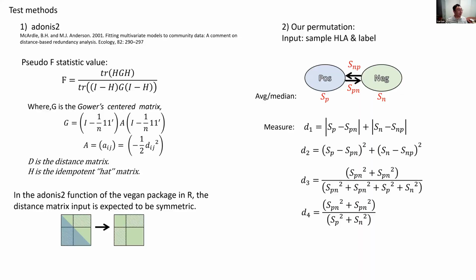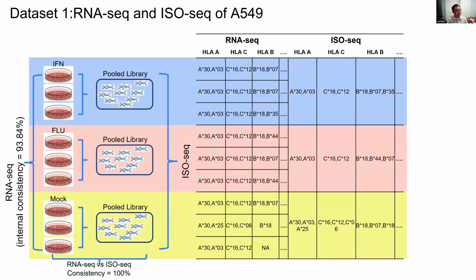Right here, data set 1. This is a real example. We have 3 different data sets for this analysis. In data set 1, we have the cell line A549, which is a lung cancer cell line. They were run in triplicate. The first set was treated with IFN, which is interferon. The second was treated with flu virus, just regular flu virus. And the third set is just mock or control. Then we performed the RNA-seq, and we put the three of them together and performed Iso-Seq on those pools.